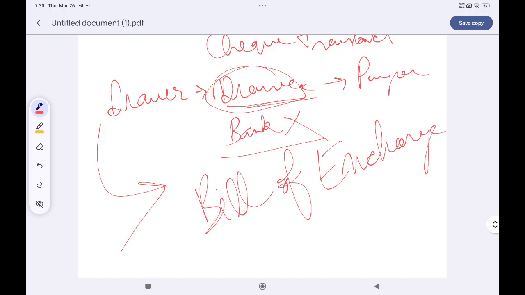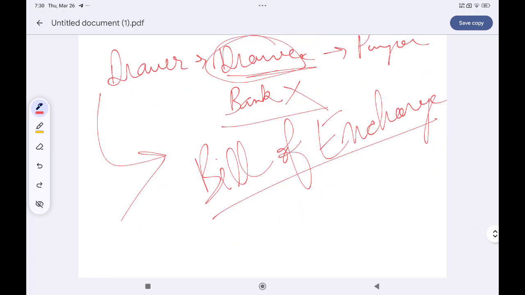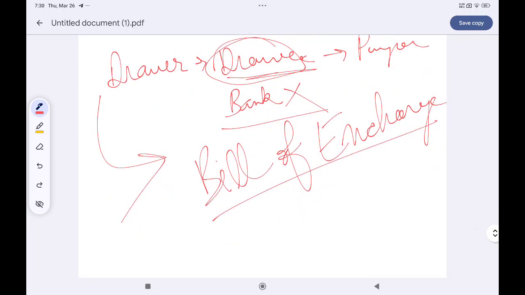I hope you are getting my point. Bill of exchange. And bill of exchange is very important for everyone to understand, to understand more deeply the Negotiable Instruments Act. So what I'm trying to say is that there are three components here: drawer, drawee, and payee, and a bill of exchange is where the drawee is not a bank. If the bank is involved, then we call it a check.